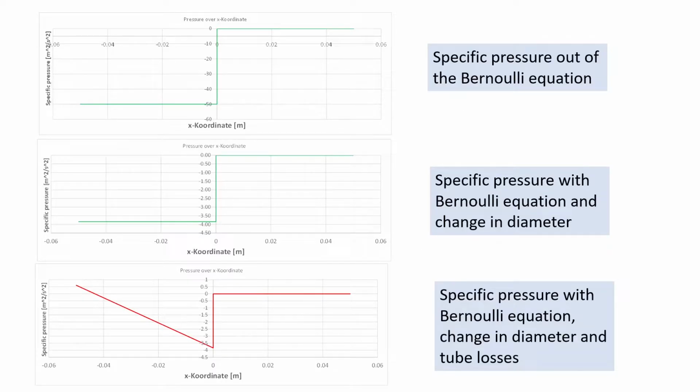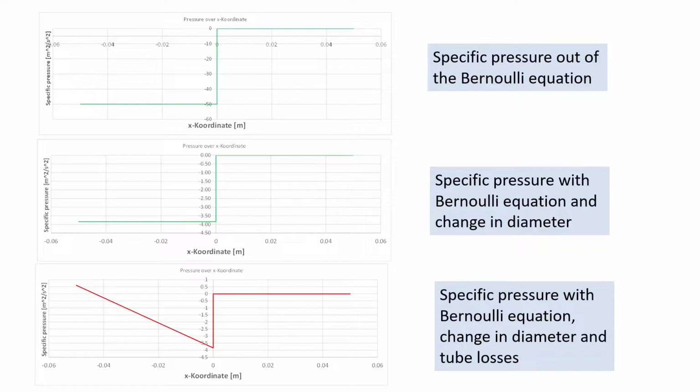Now we can make an overview over the three equations. The first picture shows the specific pressure out of the Bernoulli equation. This means that we have on the left side a negative pressure. You must understand that the pressures must be seen relatively. Of course, negative pressure is normally not possible, but since we say that the pressure on the outlet is 0, then of course it's possible to have a negative pressure. But you should consider this more as a pressure difference.